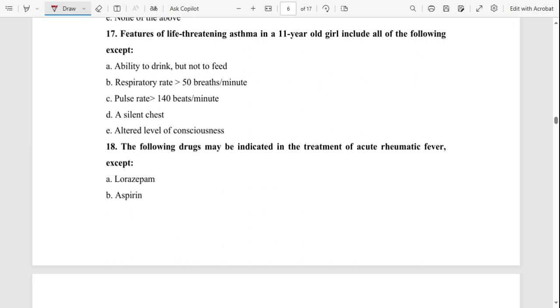A silent chest might be there. This means there is some serious, maybe impending respiratory collapse, or there is no longer enough airflow to produce movements in the chest or wheezing sounds. So a silent chest might just mean air is not going in. Altered level of consciousness can also be a feature. For example, someone might become drowsy, confused. Those are signs of hypoxia because in asthma, there is obstruction to airflow into the lungs.